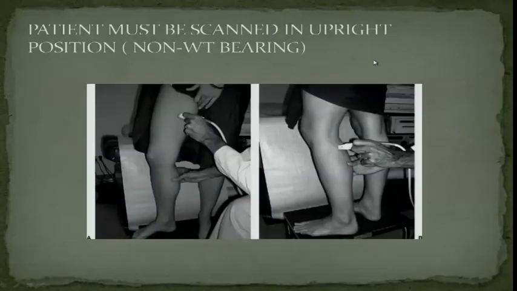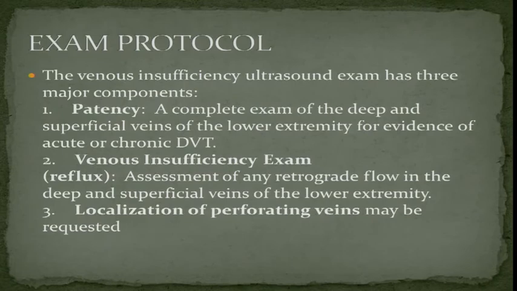All right. So number one, the patient must be scanned in an upright position, and that limb should not be weight-bearing. So if you're examining the right lower extremity, have the patient access the table where they can bear the weight on the left lower extremity. The right limb, the limb that is being examined, should be non-weight bearing. That's number one. Number two, what is our exam protocol? Please understand the exam protocol. Only then will you be able to help the technologist. The venous insufficiency ultrasound exam has three major components.